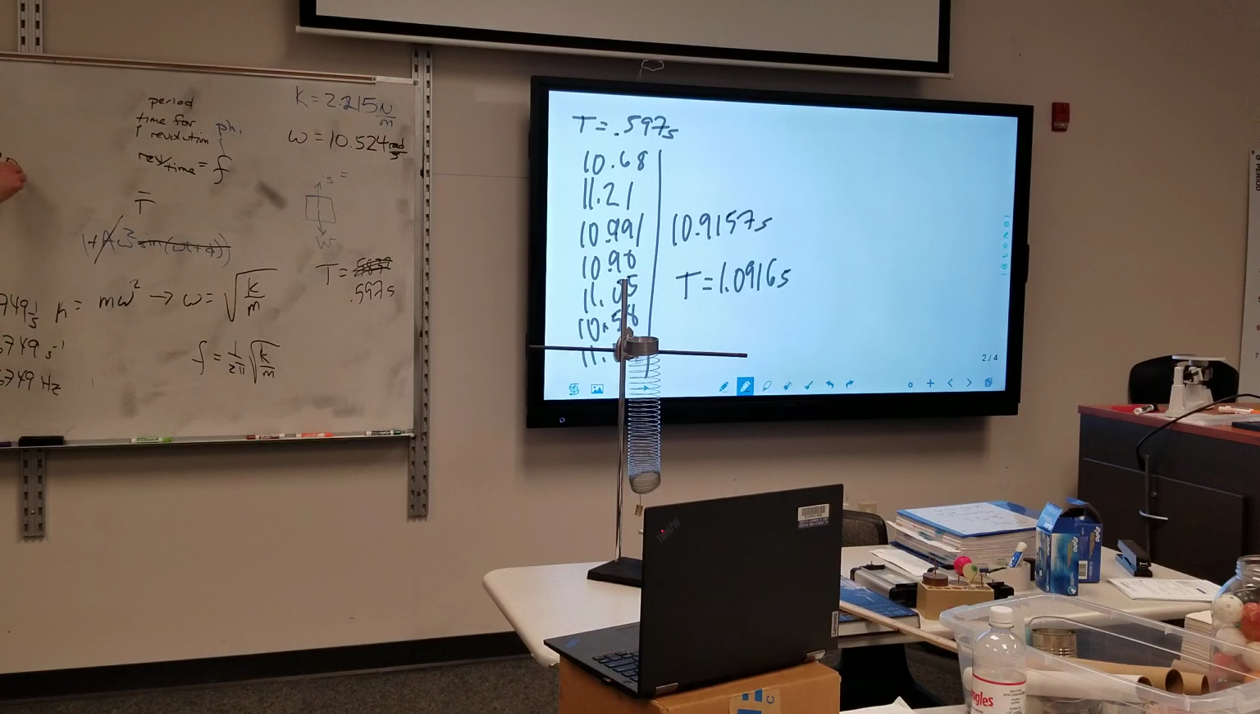And we got 10.524 radians per second. Is the 0.597 just half an oscillation? No, that should be for the full oscillation. Okay. I'm assuming all our math is done correctly here, but we just ignored something.